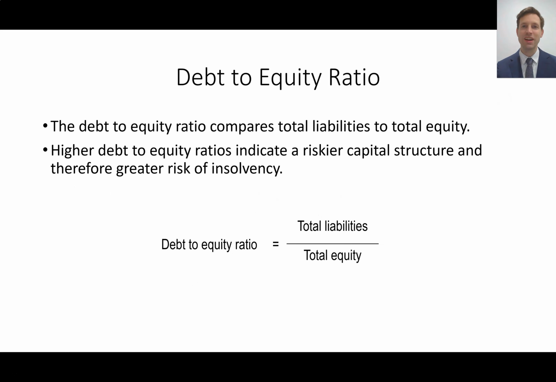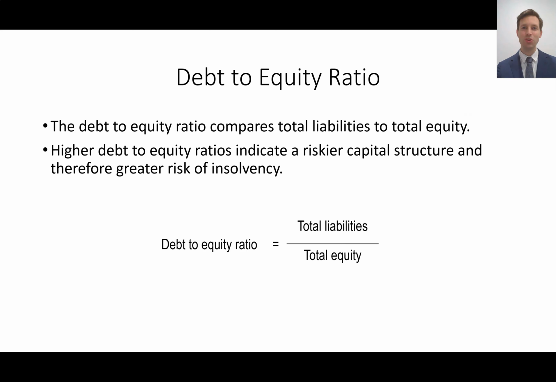A very similar ratio is the debt to equity ratio. The debt to equity ratio is the total liabilities divided by the total equity. Both of these ratios are going to tell us a very similar story about how the business finances itself. What is the proportion of debt to equity or debt to assets? For both ratios, a higher number indicates a riskier business.